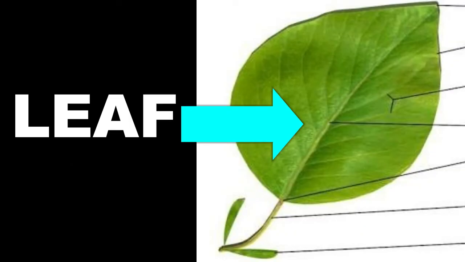Now let us move to internal factors. There are certain internal factors also. The first factor is the leaf factor. Leaf age, leaf size, leaf angle and leaf orientation are important leaf factors which influence the rate of photosynthesis.